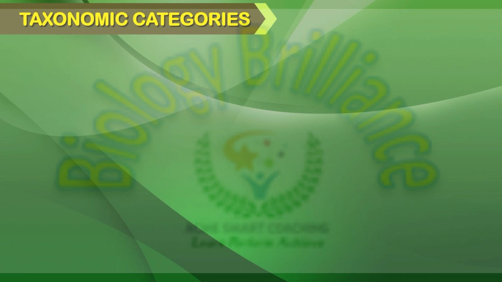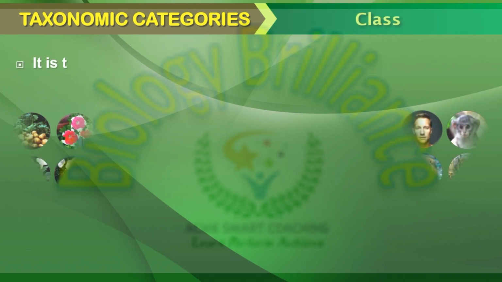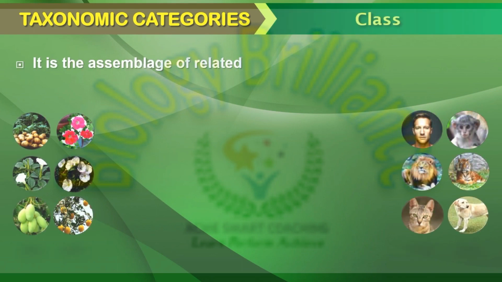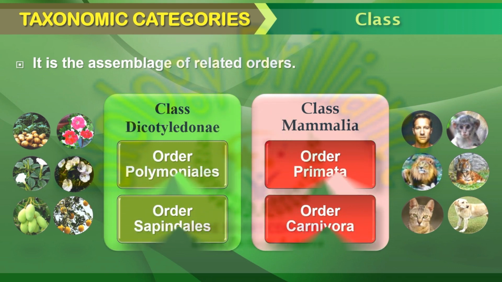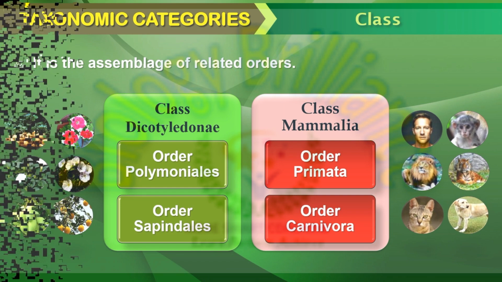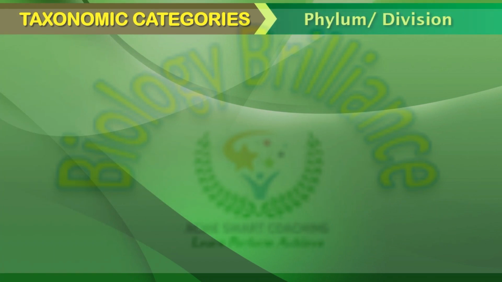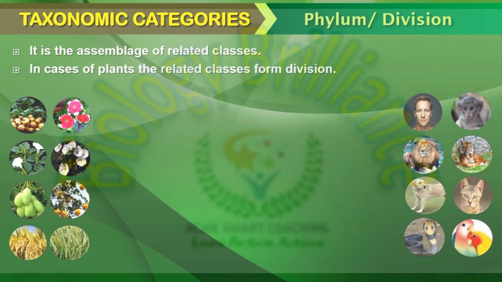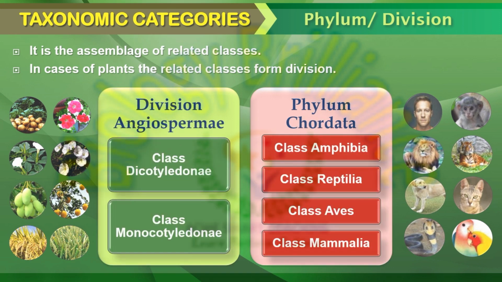Now the taxon is class. It is the assemblage of related orders. Order Polemoniales and order Sapindales belong to class Dicotyledonae. Order Primates and order Carnivora belong to class Mammalia. Next higher taxon is phylum or division. Class Dicotyledonae and class Monocotyledonae belong to division Angiospermae. Similarly, in animals, class Amphibia, class Reptilia, class Aves and class Mammalia belong to phylum Chordata.